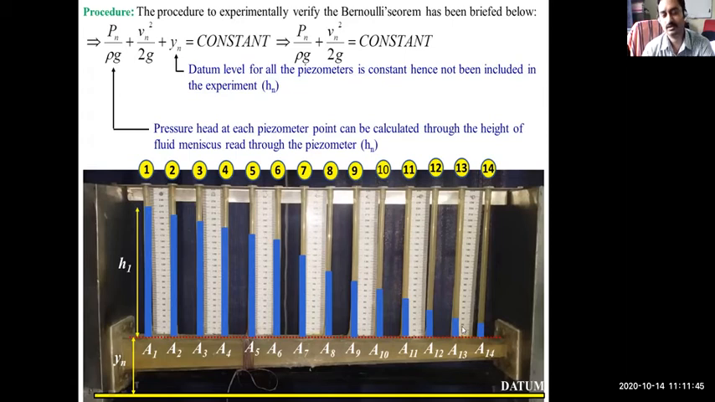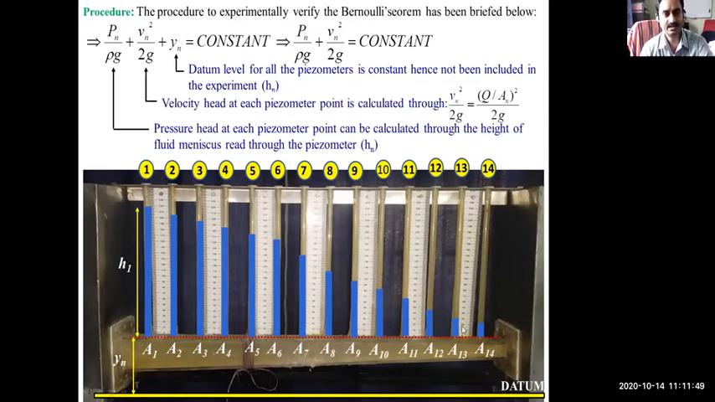Now coming to the second term, the velocity head. Velocity head at each piezometer point is calculated through the formula Vn square by 2g. Again, the n indicates the particular piezometer. In the particular setup, your n varies from 1 to 14. So Vn square by 2g can be calculated like this. Since 2g is known to you, Vn is the only concern. How will we calculate Vn? Vn can be calculated like this.